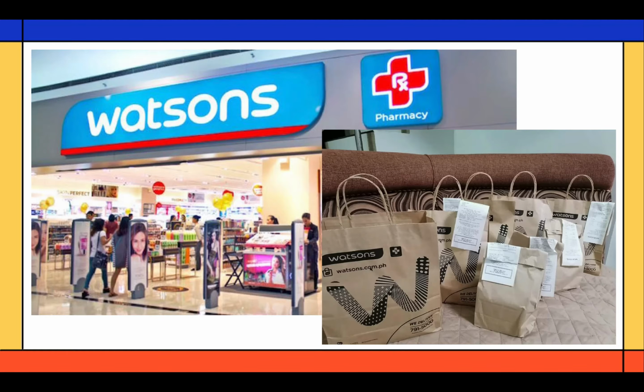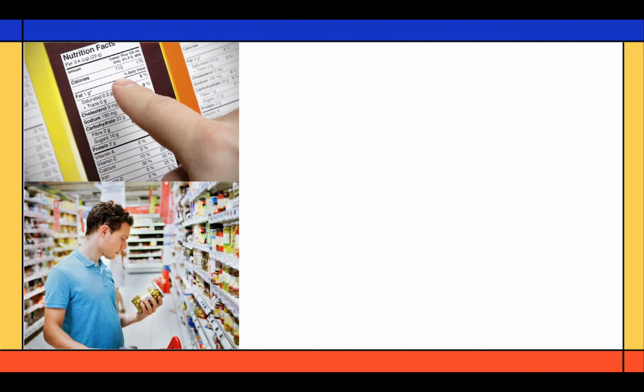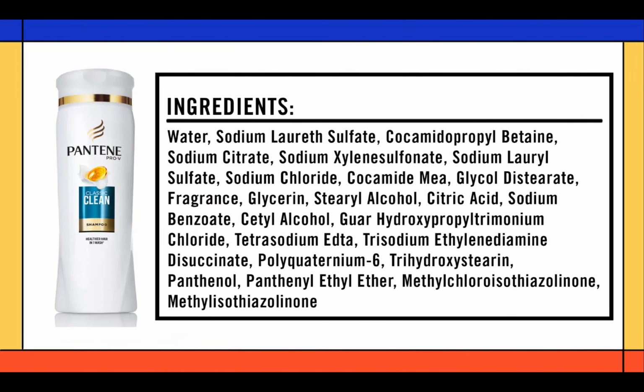And I have this habit of looking at the nutrition facts or ingredients. Now, when I look at ingredients, I often see words that I am not familiar with. For example, this pan shampoo. It says here water, sodium lauryl sulfate, cocamidopropyl betaine, sodium citrate, sodium xylene sulfonate, sodium chloride, etc. So I'm like, what's up with that?